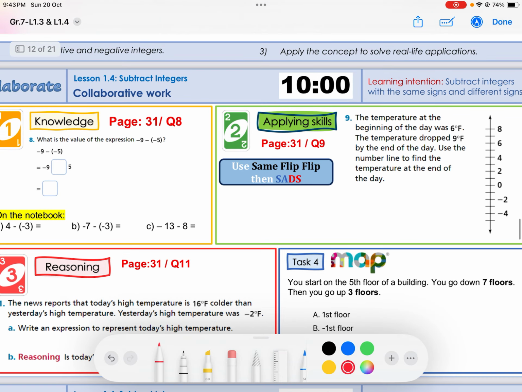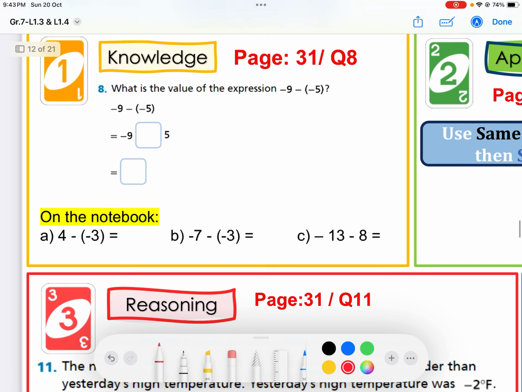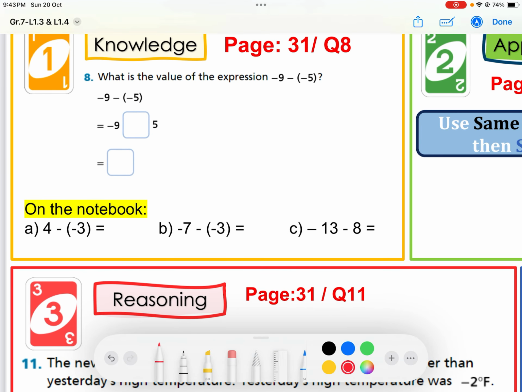Okay, let's move on. Let's practice more questions now on the same idea, SADS. We're going to be applying SADS. Let's start. Here and here I have two negatives. So directly before I start, I turn them into plus. And now I'm going to circle. Circle and circle. Different signs, I will subtract. 9 minus 5, that will be a 4. And the sign will be negative because 9 is bigger.